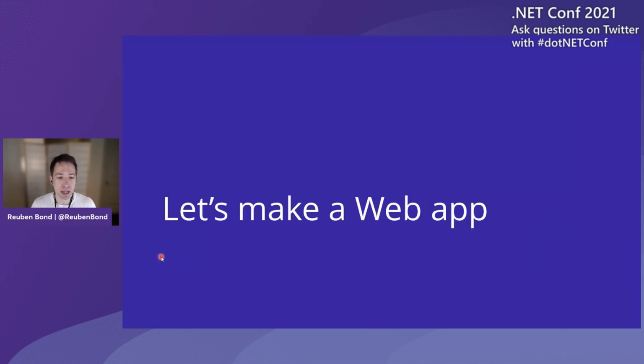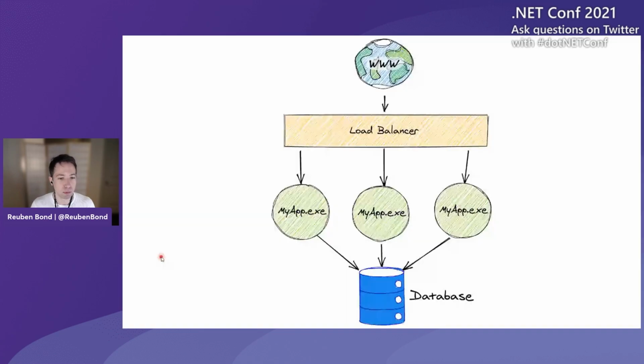Okay, so let's imagine that we're building a web app. And we want to keep things simple, so we start with a pretty traditional architecture where we've got the internet talking to a load balancer, talking to a bunch of servers, which end up talking to your database. And you might notice that we've got a few different servers here.